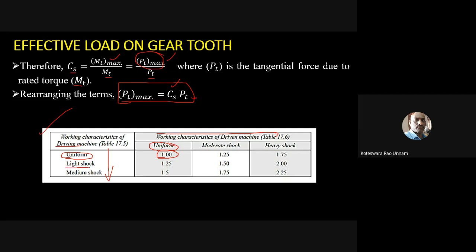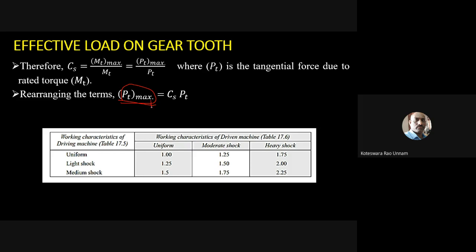Then if you have a light shock on the driving machine and it is uniform on the driven machine, you still have a service factor of 1.25. Similarly, medium shock with uniform on the driven machine gives 1.5. Like that, this table will give you the service factors for the different working characteristics of driving and driven machines. Based on this, we can pick the service factor and calculate PT max. Once you have PT max, you can calculate the bending strength. If the bending strength is greater than this PT max, then you can say the design is safe, otherwise it is going to fail.